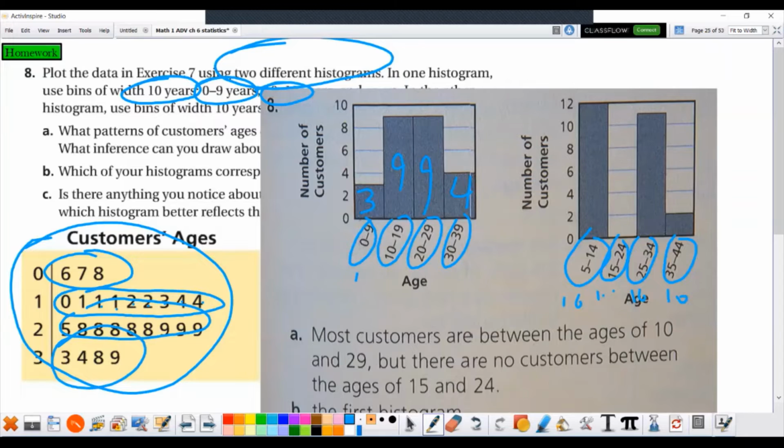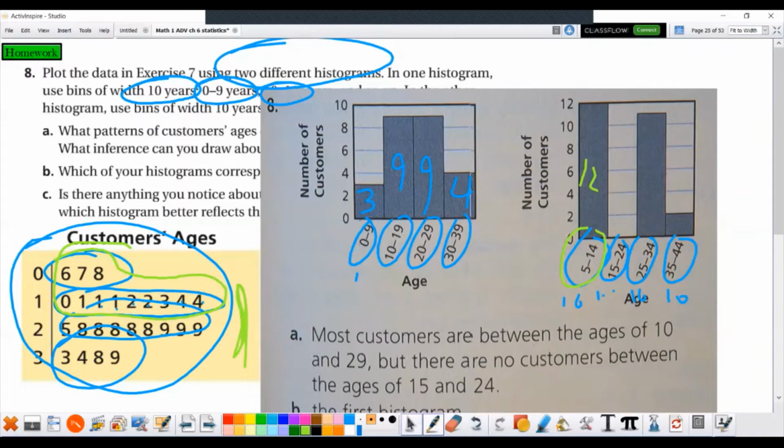But when I did it this way, 5 to 14, I had to go, wait, who's 5 to 14? That's actually all of these ones, isn't it? 6, 7, 8, here's 14. So when I counted those, notice there's 12. 15 to 24, there's nobody 15 to 24 over here.